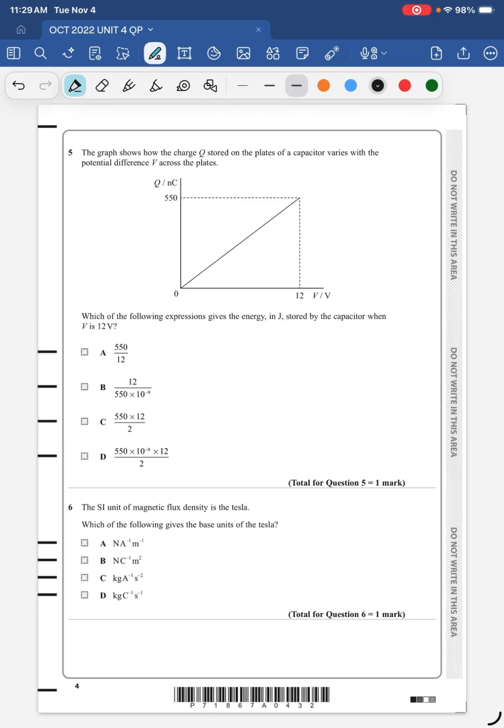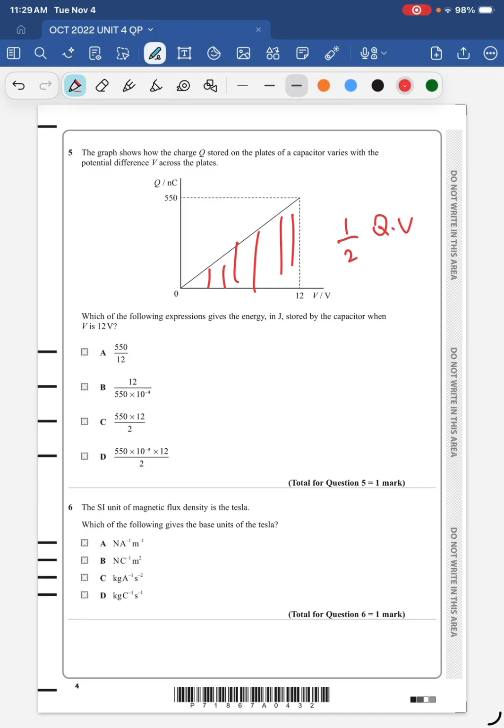Question 5. The graph shows how the charge Q stored on the plates of a capacitor varies with the potential difference V across the plates. Which of the following expressions give the energy in joules stored by the capacitor when V is 12 volts? It's pretty much the area under the curve, remember that? So what's the area under the curve? 1/2 base, which is V, times height, which is Q.